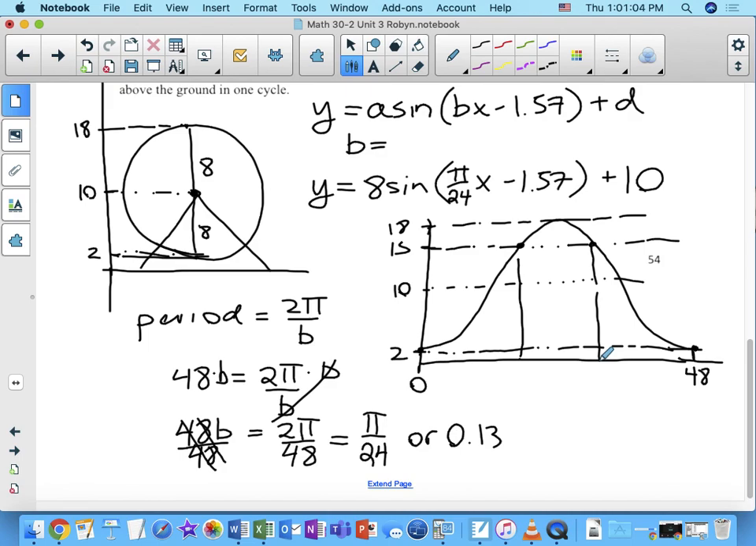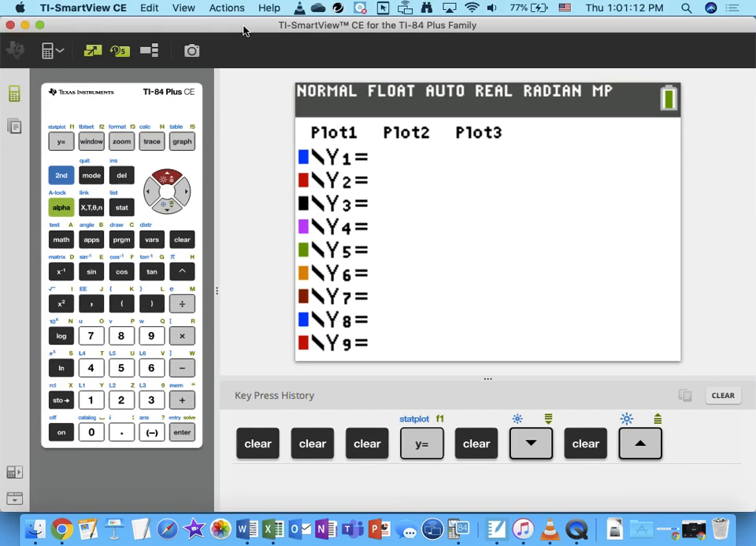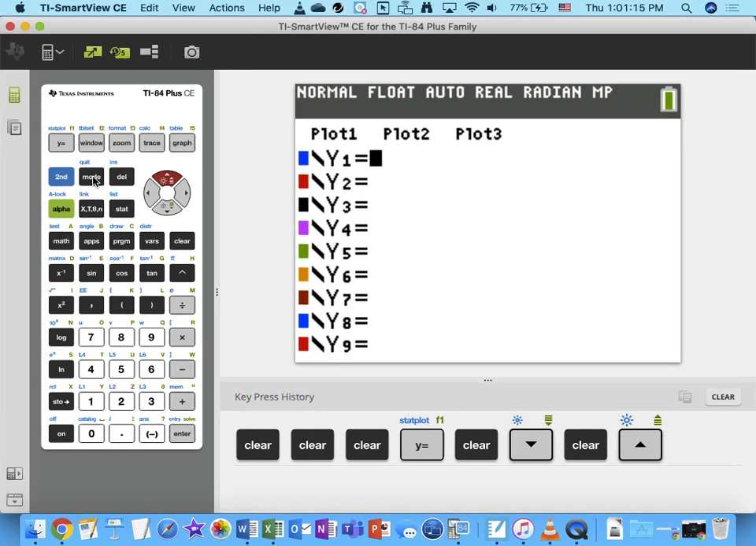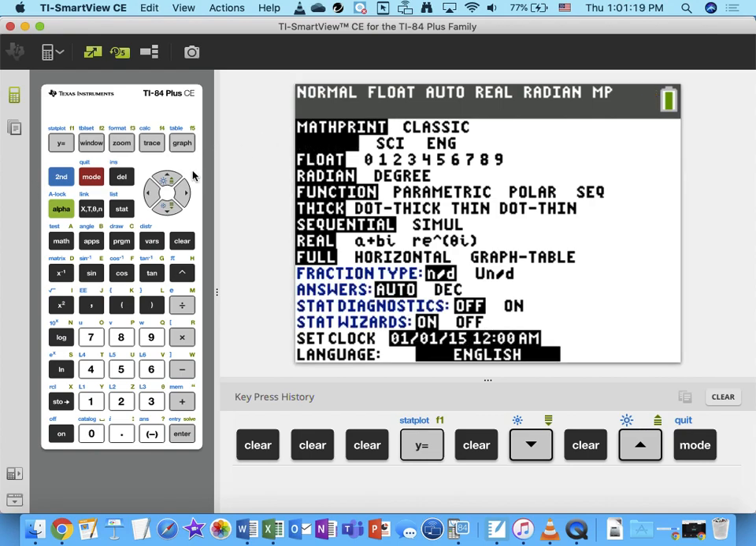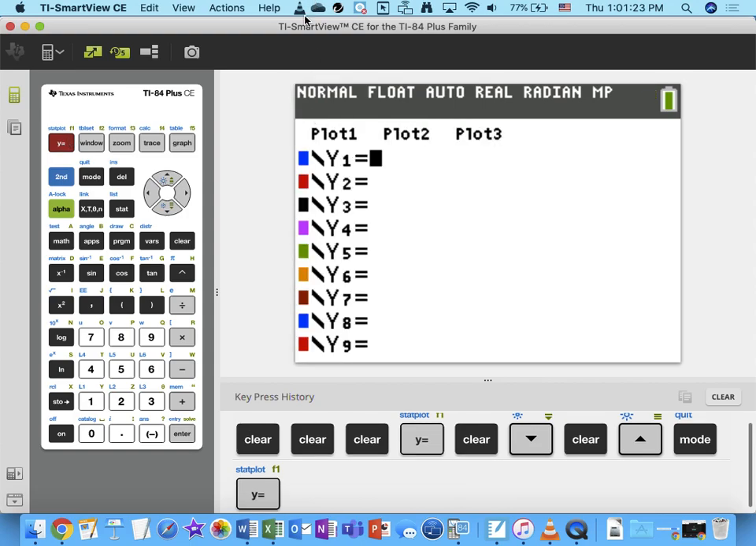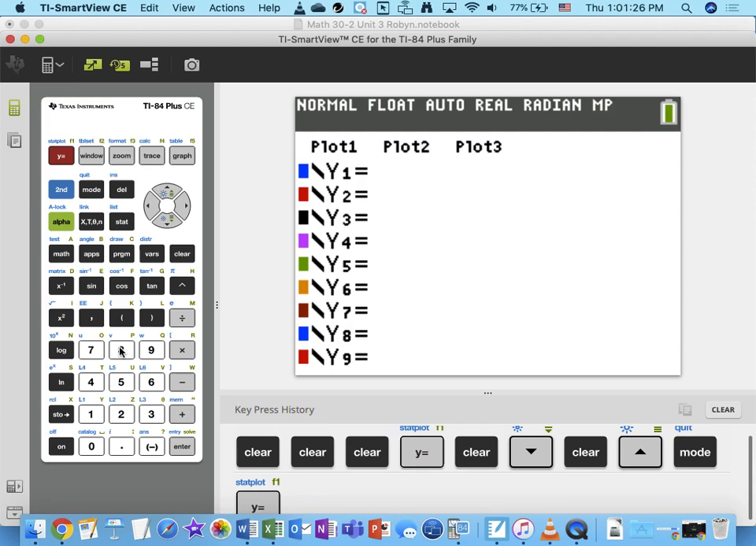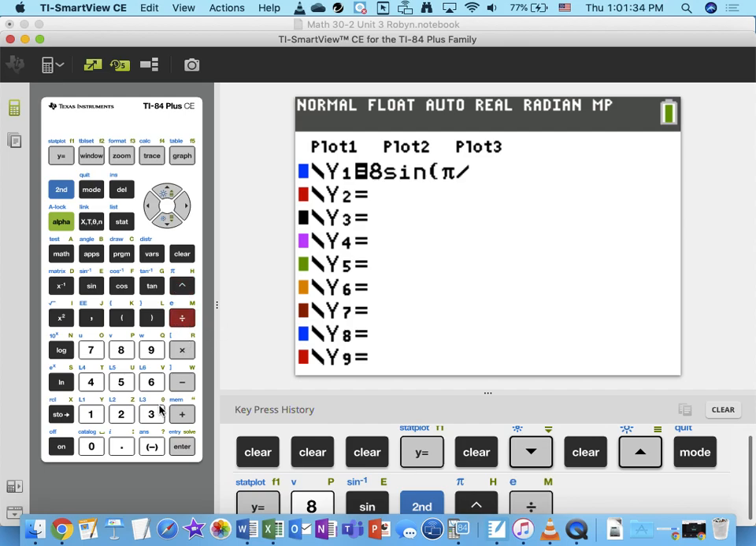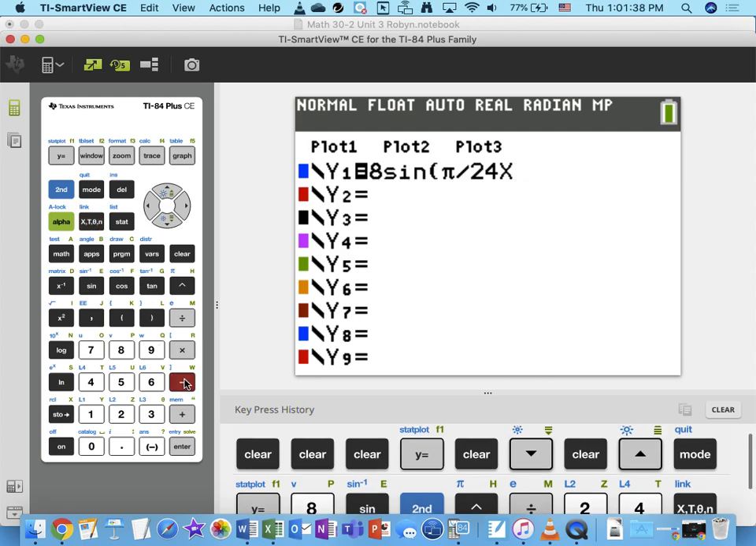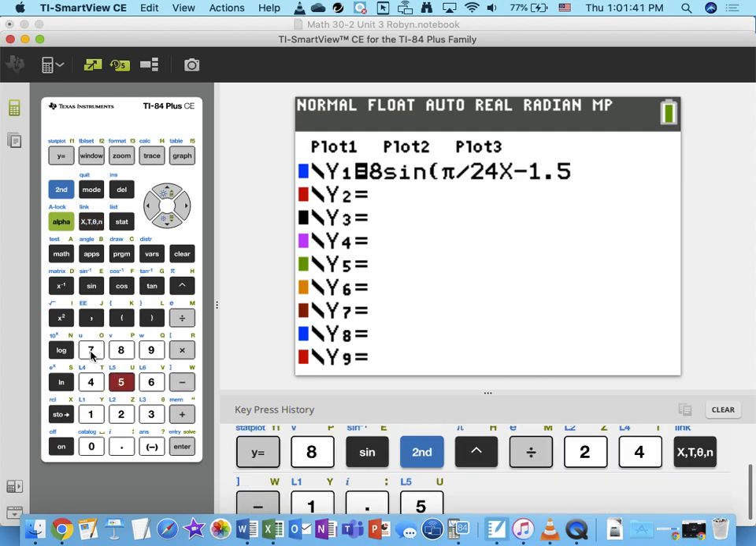So firstly, we've got to enter in our function. Oh, you know what? I was just doing trig with another class. I'm in the wrong mode. Oh, no, I'm in the right mode. Okay, sweet. So y1, 8 sine pi divided by 24, or 2 pi divided by 48, either one, x minus 1.57. By the way, do you guys know what the 1.57 actually is? It's a rounded value. Do you know what it actually is? It's pi over 2. 3.14 divided by 2 is 1.57. Bracket plus 10. And my second line is going to be 15.